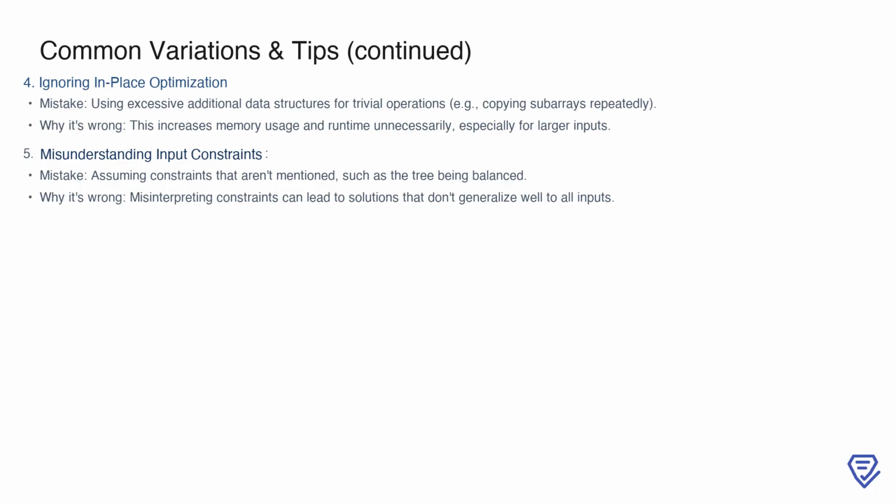Additionally, misunderstanding input constraints is a common pitfall. For instance, assuming the tree must always be balanced or making other unsupported assumptions about the input can lead to solutions that fail for valid edge cases. It's important to carefully read the problem description and design your solution to generalize well across all possible inputs. Misinterpreting constraints can be avoided by taking a systematic approach to understanding the problem requirements upfront.